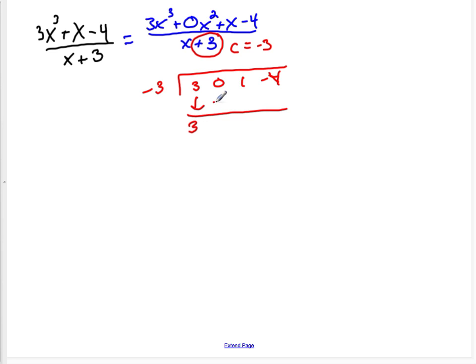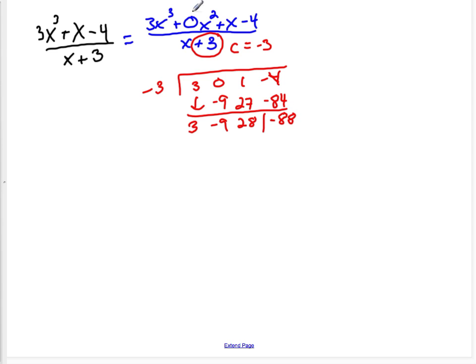Negative 3 times 3 is negative 9. When I add down, 0 and negative 9 is negative 9. Negative 3 times negative 9 is a positive 27. 1 and 27 is a 28. Negative 3 times 28 is a negative 84. Negative 4 and negative 84 is negative 88.